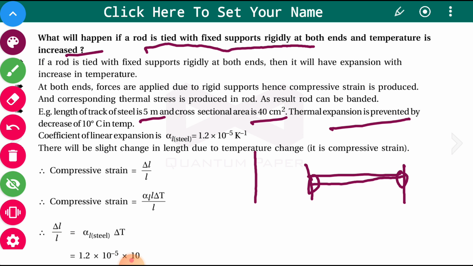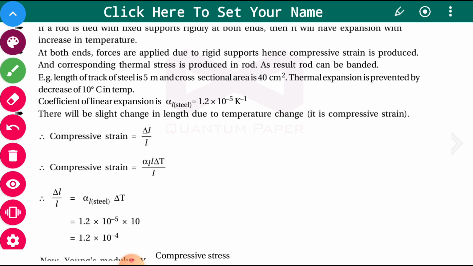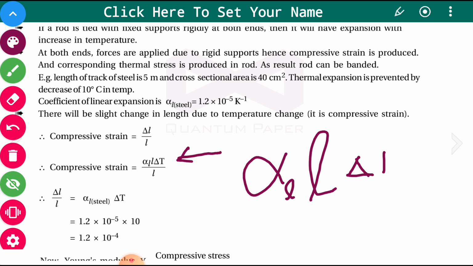Thermal expansion is prevented by an increase of 10 degrees Celsius in temperature. Now the coefficient of linear expansion for the steel is known. Now there will be a slight change in length due to temperature change. So it is a compressive strain, delta L upon L, and as you know delta L is alpha L into delta T, where alpha is the coefficient of linear expansion.